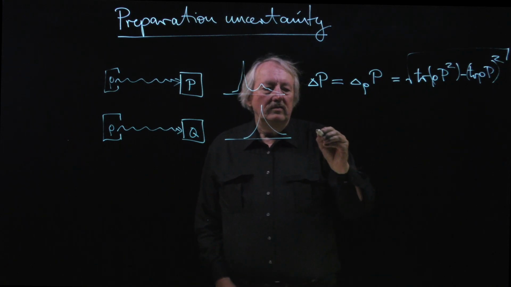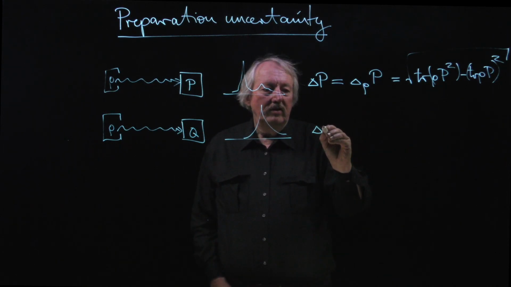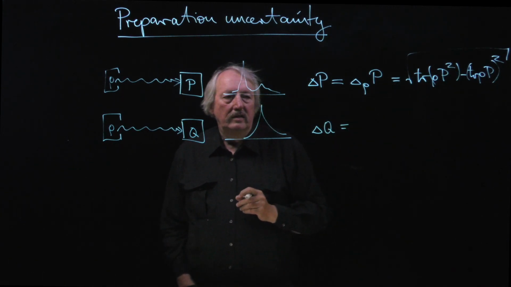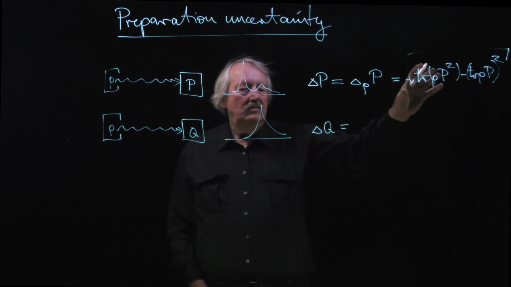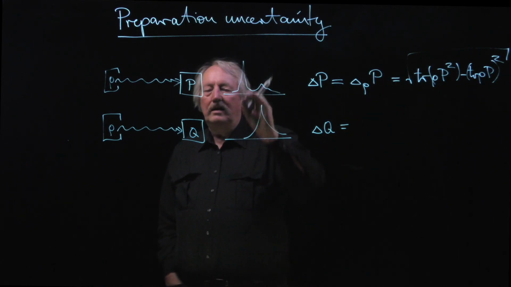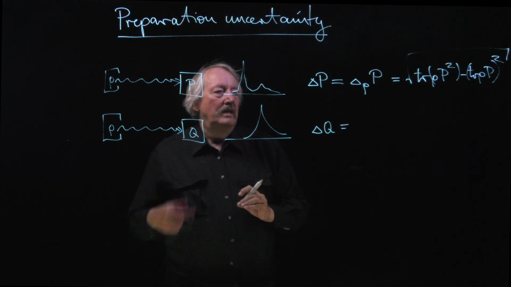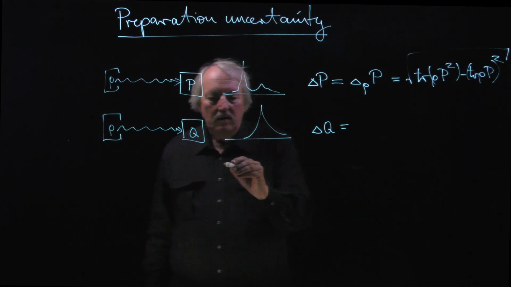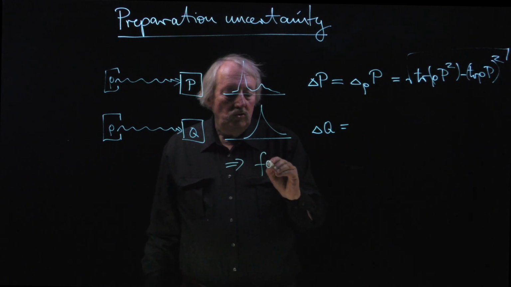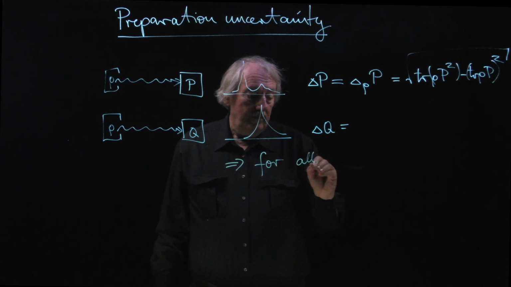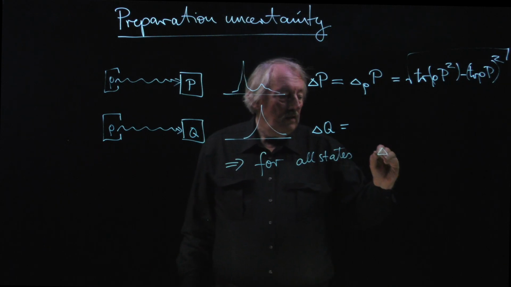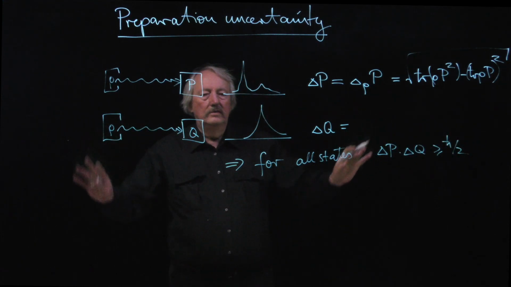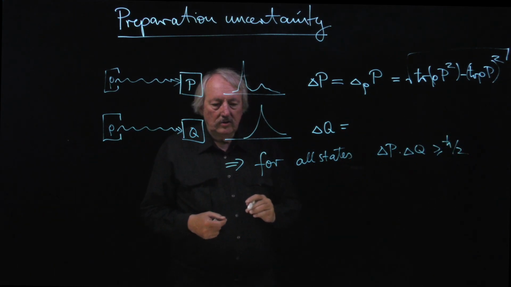And that's what you learn in school, or in university. And this is a similar expression for the delta Q. That's the operational interpretation. So you know exactly how to measure delta P in a certain state and how to measure delta Q. And then the theorem is, for all states, delta P times delta Q is at least h bar over 2. This is what you learn in basically every quantum mechanics lecture.